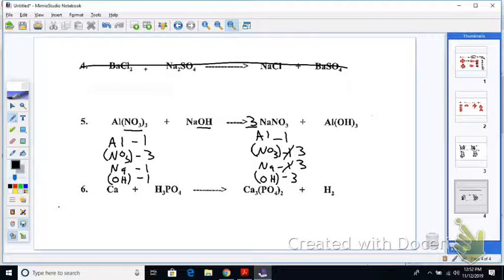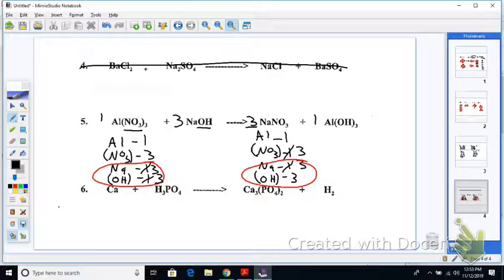So on the left side, I notice I've got 3 of these, and over here I've got one of each. So what do I need to do in front of that one? Take 3 over on the left side. Yep, I've got to put a 3 here. When I put a 3 there, that changes it to 3 and 3, and it's balanced. So it's 1, 3, 3, 1.